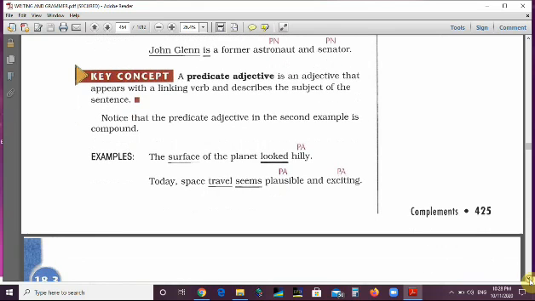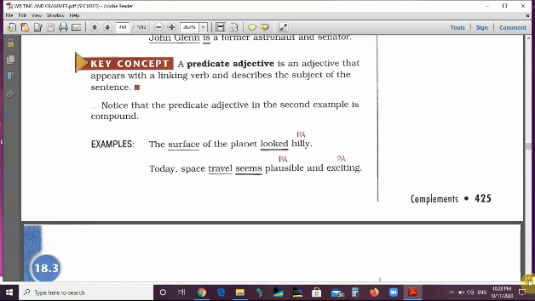A predicate adjective is, from the name, an adjective that appears with a linking verb and describes the subject of the sentence. Note that the predicate adjective in the second example is compound. The surface of the planet looked hilly. The surface looked hilly. Hilly is an adjective, and looked is a linking verb. So this is a predicate adjective, PA. Today, space travel seems plausible, adjective, and exciting, another adjective. So this is a compound predicate adjective.